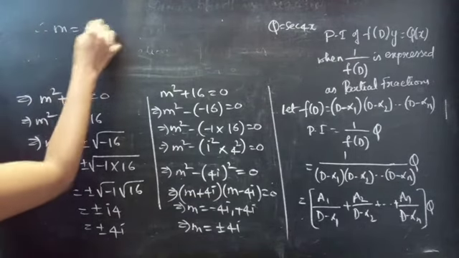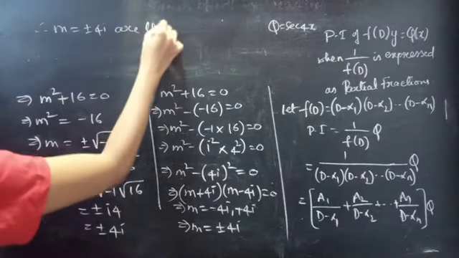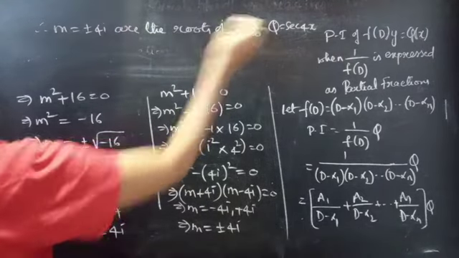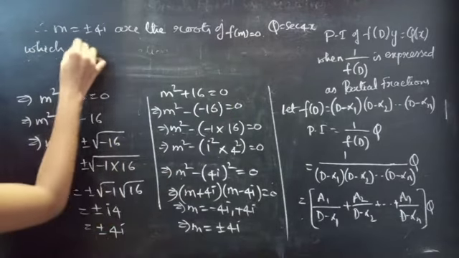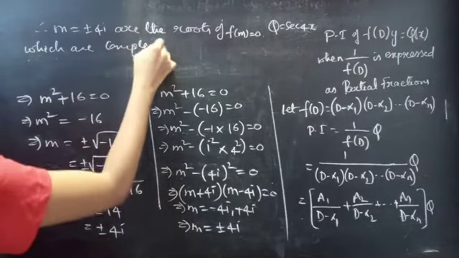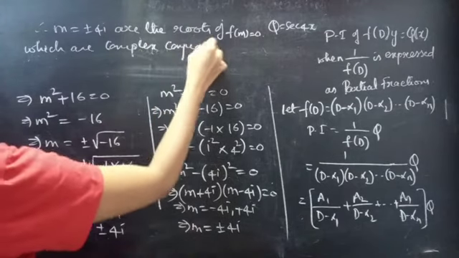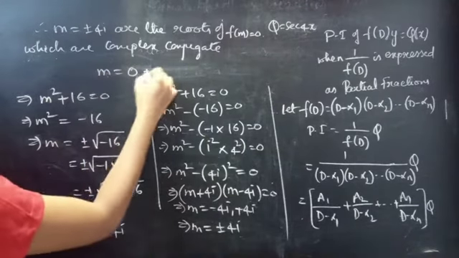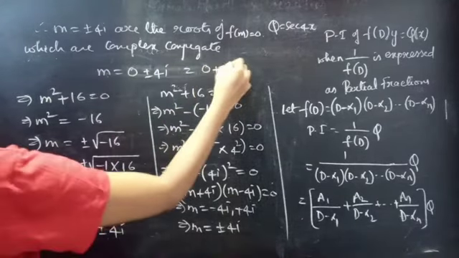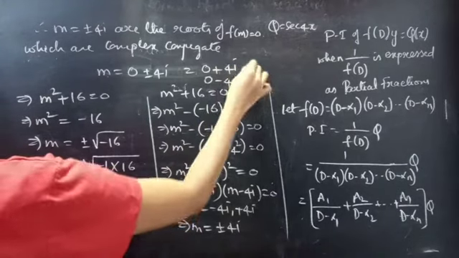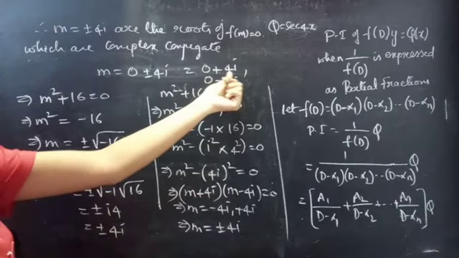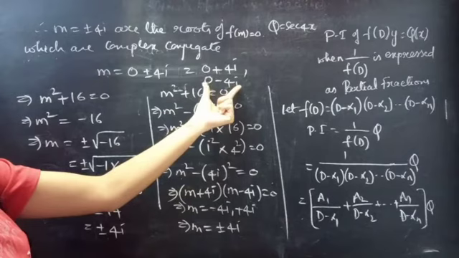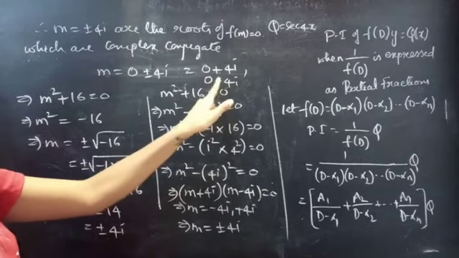Therefore, m equals plus or minus 4i are the roots of f of m equals 0, which are complex conjugates. So you can write m equals 0 plus or minus 4i, or 0 plus 4i and 0 minus 4i. The conjugate of 0 plus 4i is 0 minus 4i; we just change the sign for the conjugate. And the conjugate of this one, where you have minus, you'll get plus.